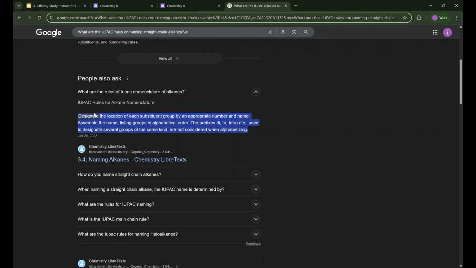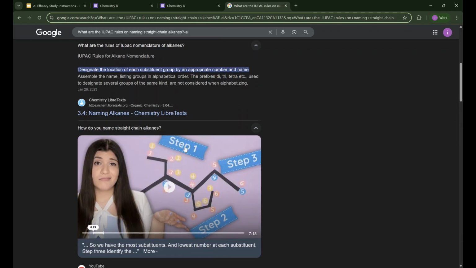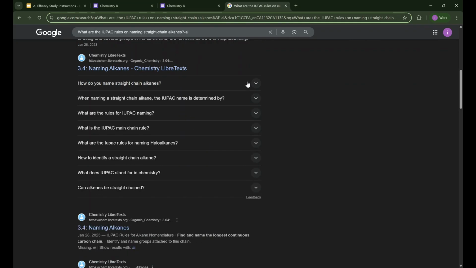because this is a very brief paragraph here. It's using substituent, which for a beginner may not know exactly what that means right away. And by an appropriate number and name is kind of vague. And in alphabetical order, like what is it referring to? I still want a basic understanding, especially if I was a beginner. Prefixes, how do I apply these? So let's look more. Yeah, again, I'm not really looking for an entire video.